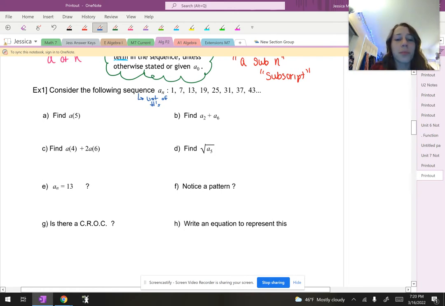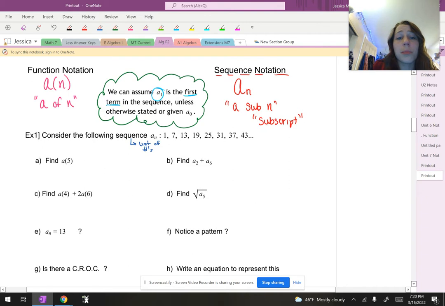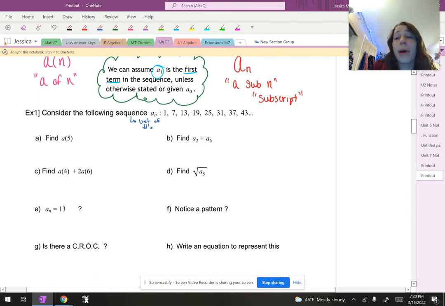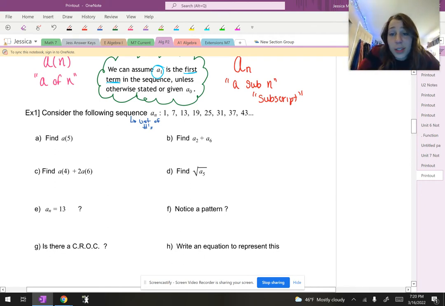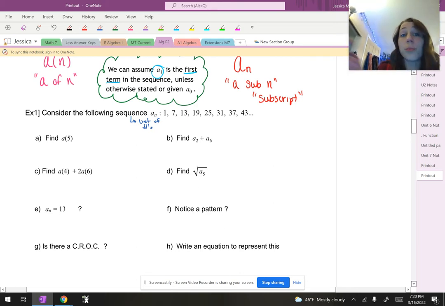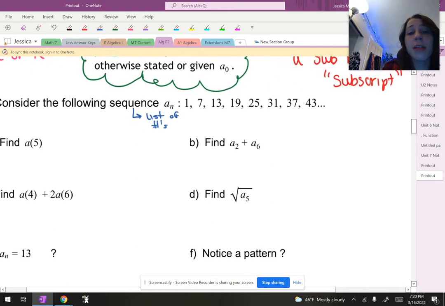Okay, so as per the green bubble, does it say anything about an a sub 0, or does it give us an a sub 0? The answer to that is no, it doesn't. It doesn't say anything. It just starts. So that means that we get to make the assumption that this first one right here is a sub 1.